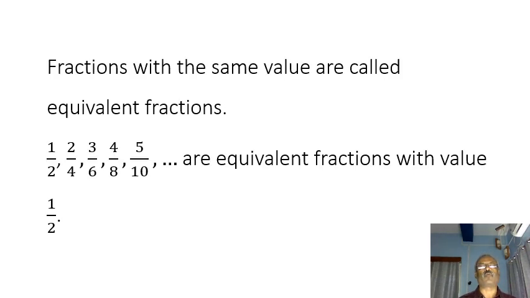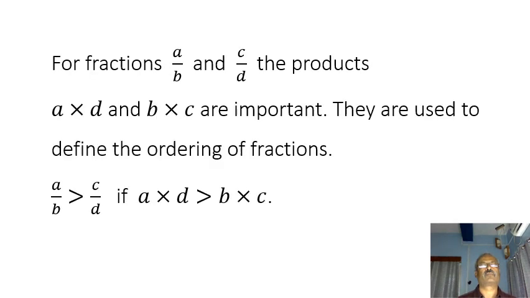Fractions with the same value are called equivalent fractions. An example is 1 over 2, 2 over 4, 3 upon 6, 4 by 8, 5 over 10. These are all equivalent fractions with value 1 over 2. For fractions a upon b, c upon d, or a over b and c over d, the products a multiplied by d and b multiplied by c are important. They are used to define the ordering of fractions.